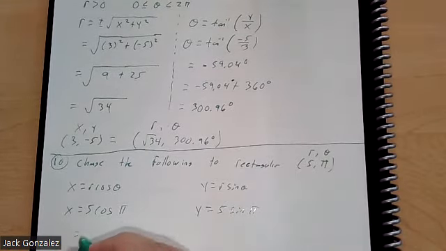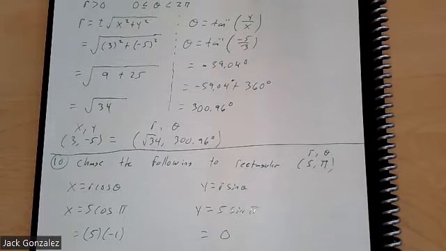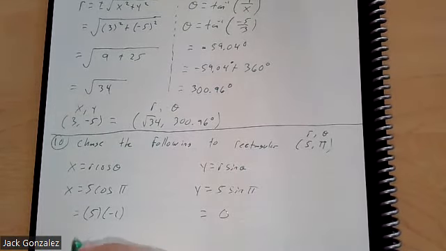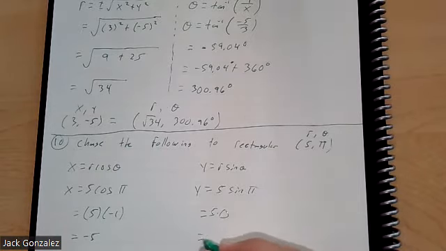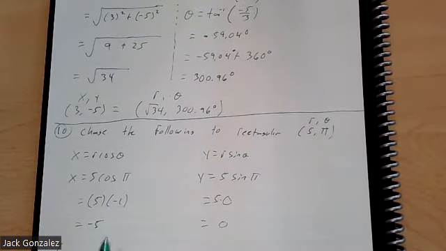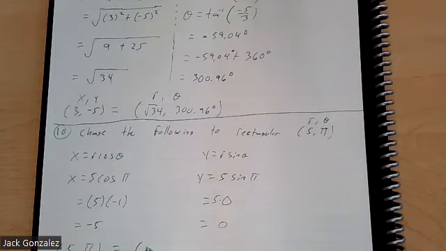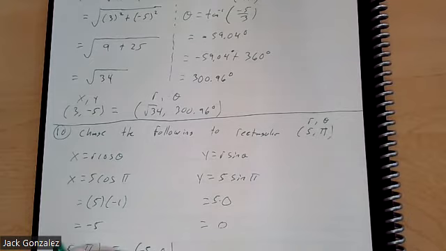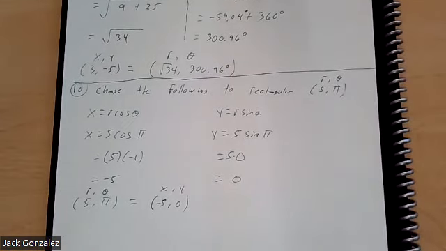Cosine of pi is -1, right? Sine of pi is 0. Technically 5 times 0. Anyway, that gives us an x value of -5 and y of 0. So we can go from 5 comma pi to -5 comma 0. Any questions on number 10?